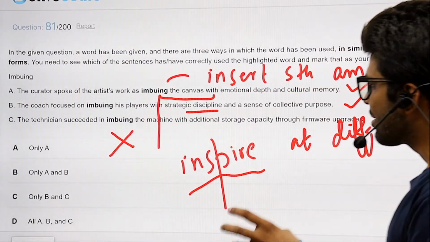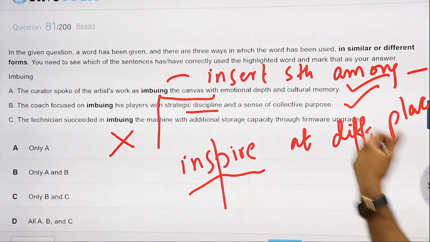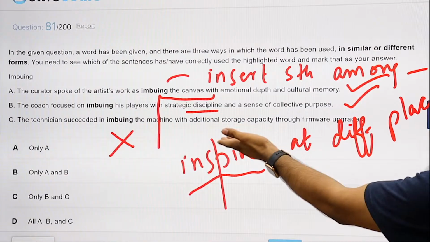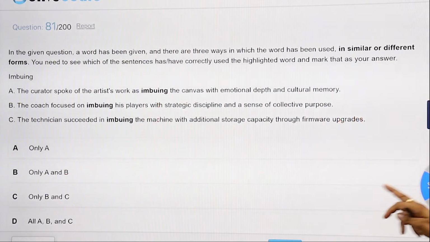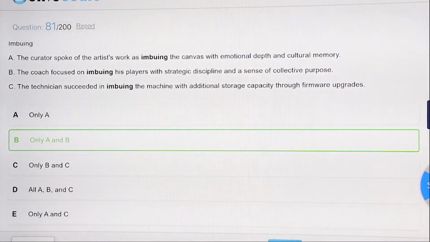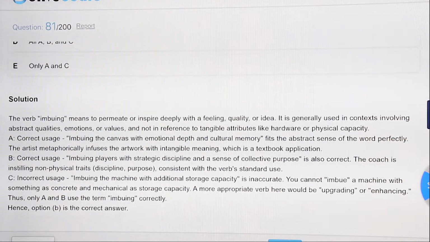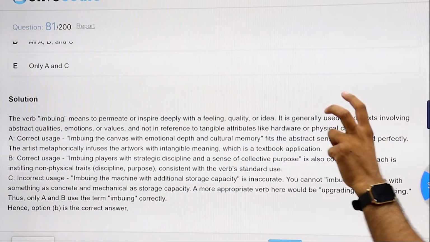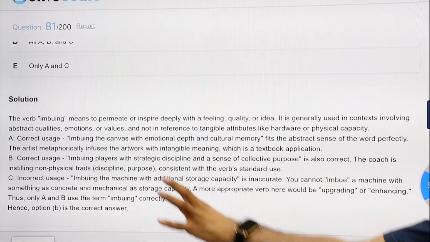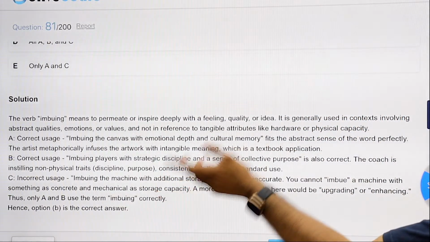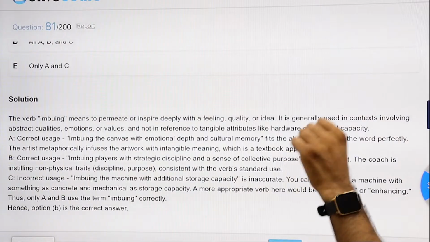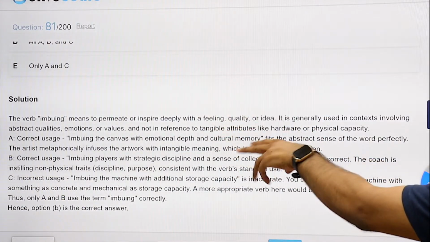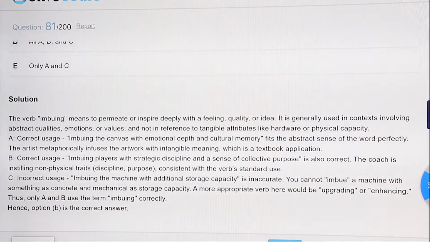I repeat, it is generally used in the abstract senses for inspiration in general, and that is not the correct one. So leaving the third one behind, the first and the second one only, A and B. Okay, what they have stated, let me check. The word means to permeate. See, inspire deeply, absolutely, with a feeling, the abstract sense, quality, the idea. It's generally used in contexts involving abstract qualities, emotions, values, not in reference to the tangible attributes like hardware or physical capacity.